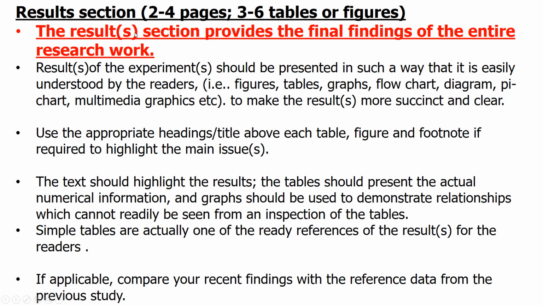The results section is usually 2 to 4 pages and 3 to 6 tables or figures. This provides the final findings of the entire research work. Results of the experiments should be presented in such a way that it's easily understood by the readers, giving in figures, tables, graphs, etc., to make the results more succinct and clear.